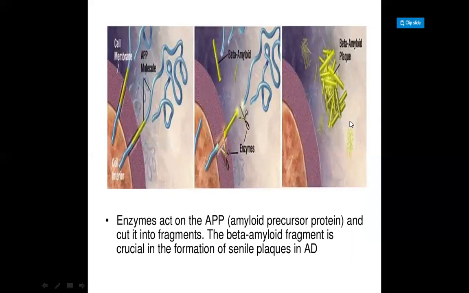Then these are the enzymes. Enzymes act on the amyloid precursor protein and cut it into fragments. The beta amyloid fragment is crucial in the formation of senile plaque in Alzheimer's disease. In the last picture, we see that the beta amyloid plaques combine, and when plaque formation occurs, it affects the function of the brain and the cell membrane. Because of this, the person develops the chance of Alzheimer's disease.